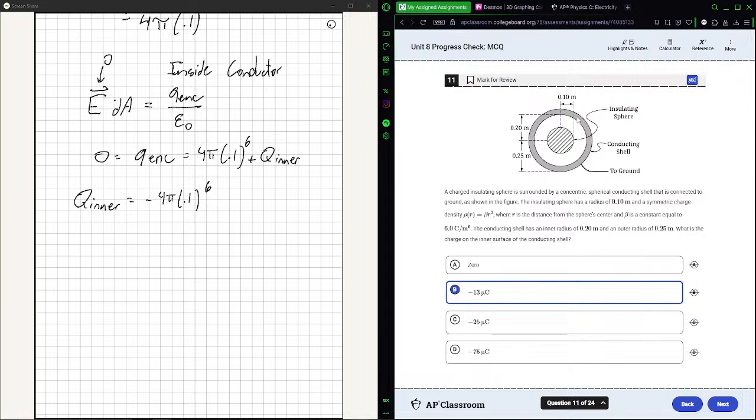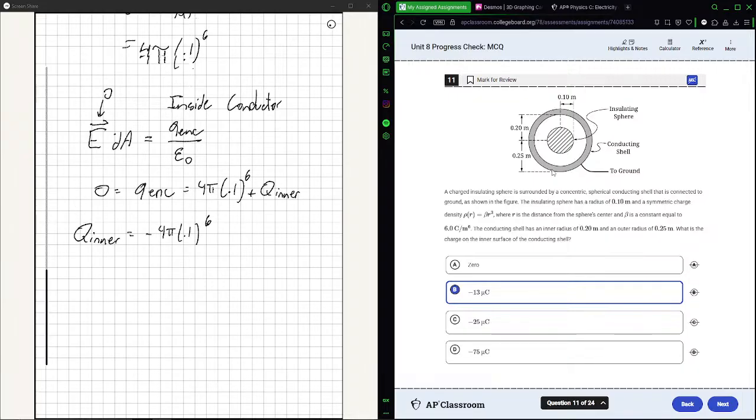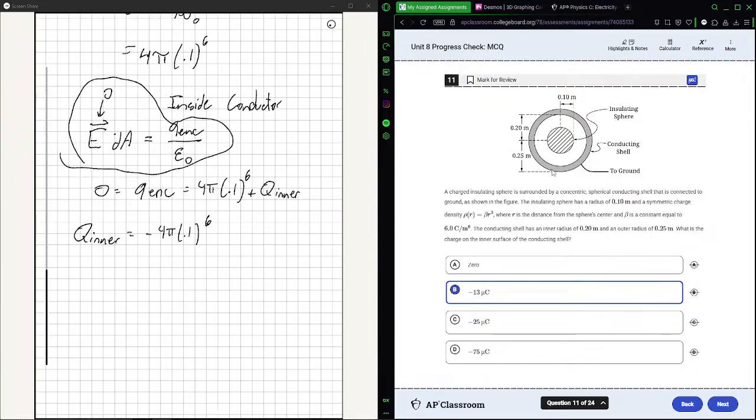Any net electric field is 0 for any point within a conductor, because that's a property of conductors: the electric field within them is 0. On the surface it doesn't have to be, but within it. So if we use Gauss's law, Q enclosed over epsilon naught is the integral of E dA, we know that the electric field at any point within is 0.